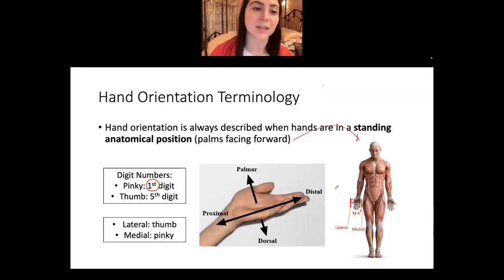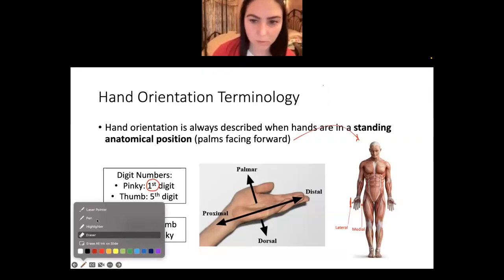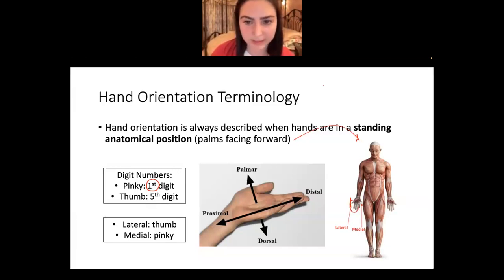Like if it says the lateral 3 fingers, that's going to be these guys out here, like 1, 2, 3. But if they say the first digit, that's going to be your pinky. Hopefully that makes sense. And then again, lateral, medial, thumb, pinky. Other terms: proximal is closest to the trunk of the body, as it always is. Distal is furthest away from the trunk of the body. Palmar side is where the palm is, and dorsum is the back or dorsal side.